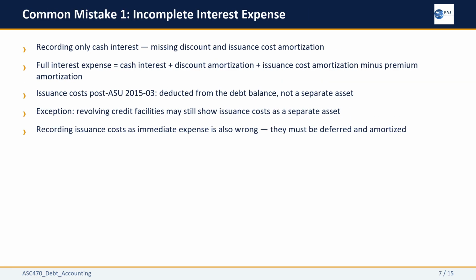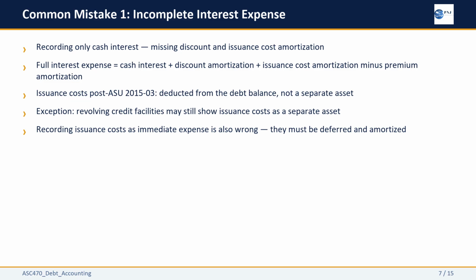Here is the key thing about interest expense. It is almost never just the cash you paid. The full interest expense calculation has 4 components: cash interest, plus discount amortization, plus issuance cost amortization, minus any premium amortization. Miss any one of those and your interest expense is understated.